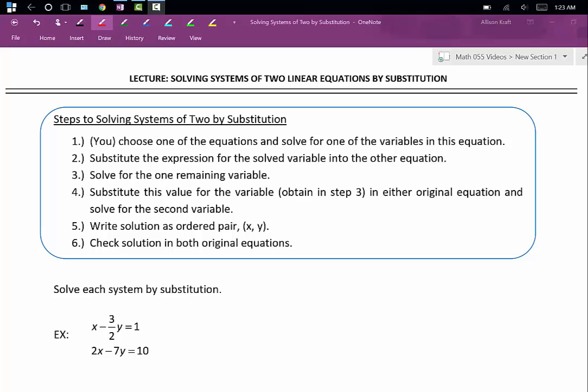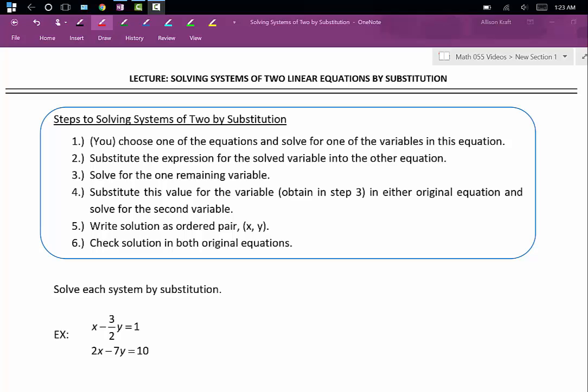In this lesson, we'll be learning to solve systems of two linear equations by the substitution technique. The steps for solving a system of two by substitution: the first thing is you choose one of the equations and solve for one of the variables in this equation. You want to choose whatever seems easiest. I would recommend solving for a variable that has a coefficient of 1.